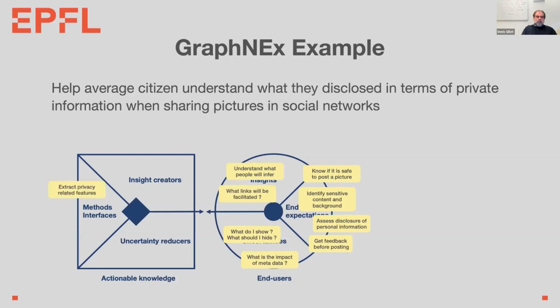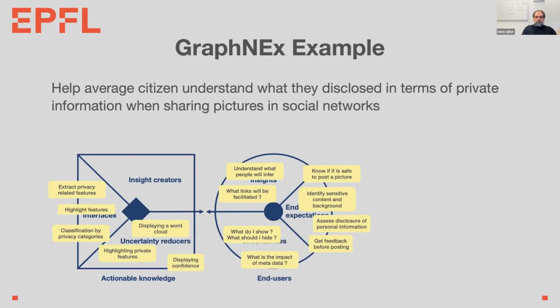Then from that, you can see in terms of method that you have to extract the privacy related features, and in terms of interfaces, to highlight the core features which are related to privacy, and maybe to provide classification about privacy categories. Yeah, I'll wrap up.